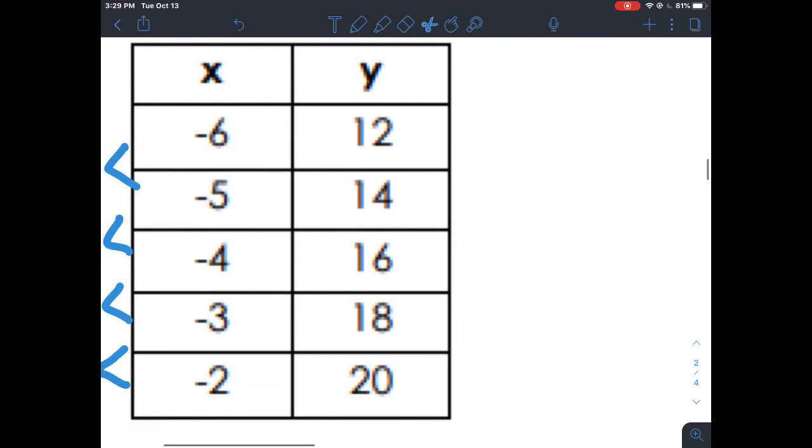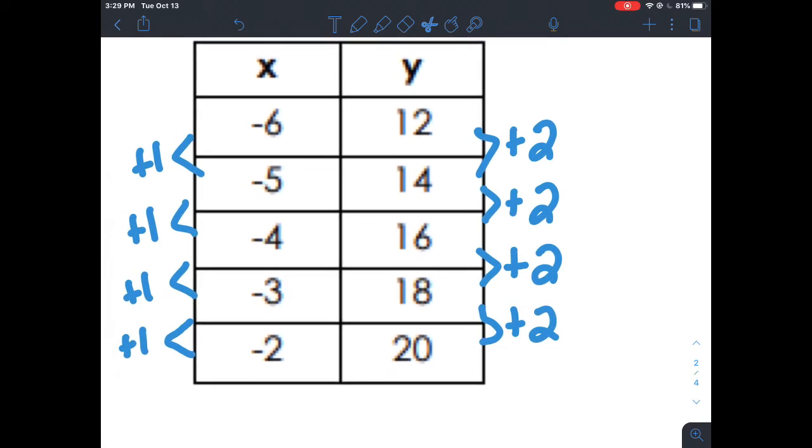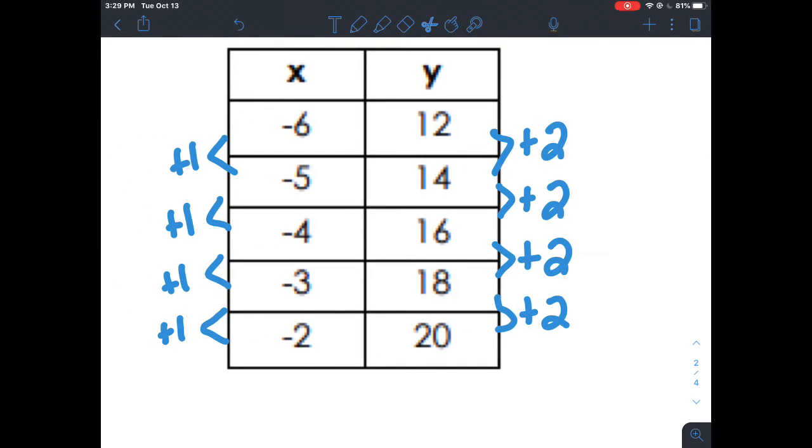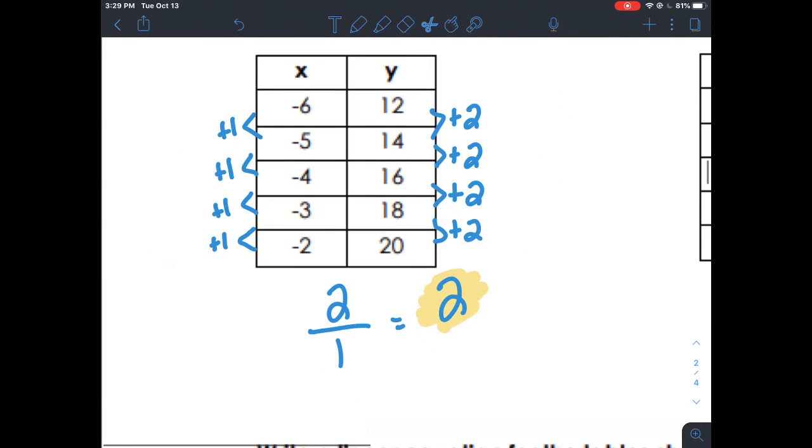Brilliant. Let's do the same thing for the y values. How did I get from 12 to 14 to 16 to 18 to 20? Well, I added 2. Now it's difference of the y's over difference of the x's. The difference of the y's was +2. Difference of the x's was +1. So 2 over 1, which reduces to just 2. So my slope is 2 for that one.